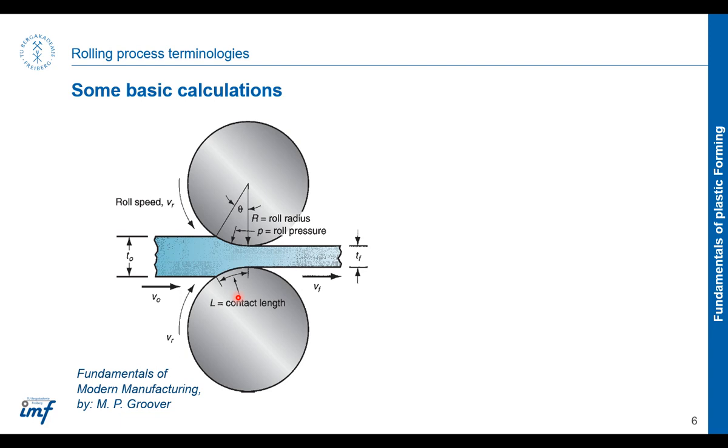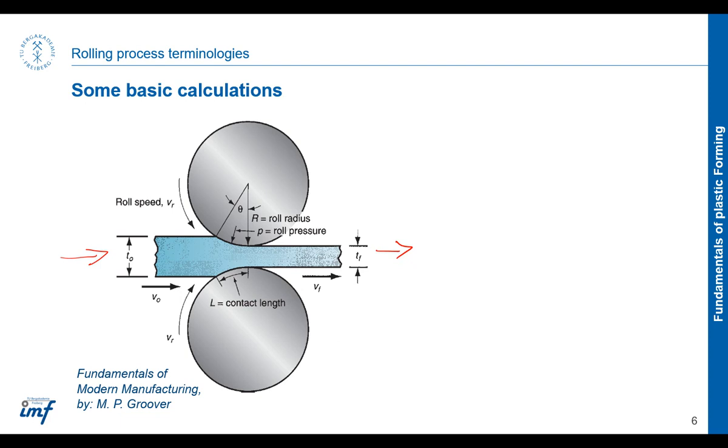I hope until now things are clear. So what is happening is that we have rolls which are rotating in the direction of rolling. Depending on the type of rolling, they can change their direction and so on, but here we will focus on only a singular process in which the sheet is coming from the left side, so from here, and going out in this direction.